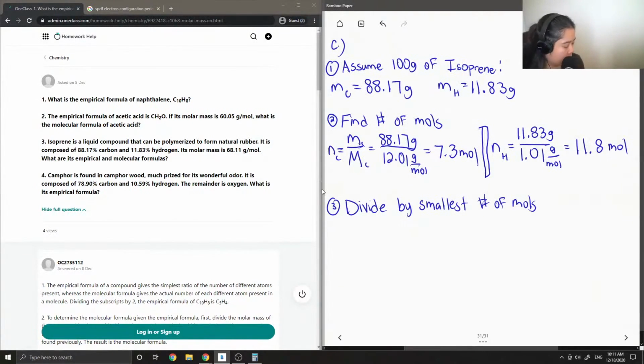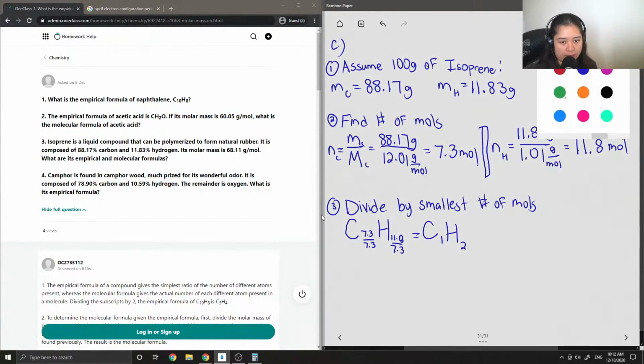So our smallest value was 7.3, and that is for carbon. So let me just show here that we divide both values by 7.3. And then when you divide 11.8 by 7.3, we are just going to round to the nearest whole number, and we end up with C10H8.